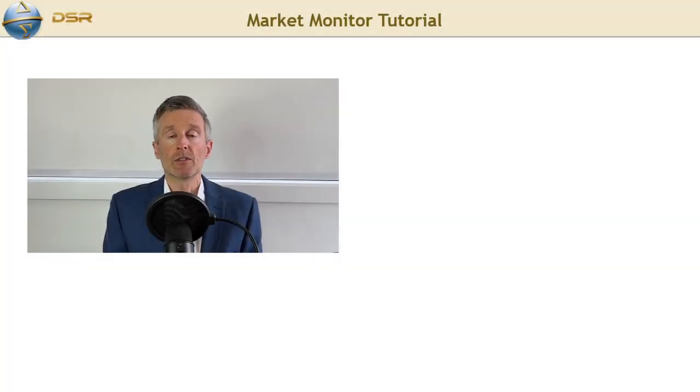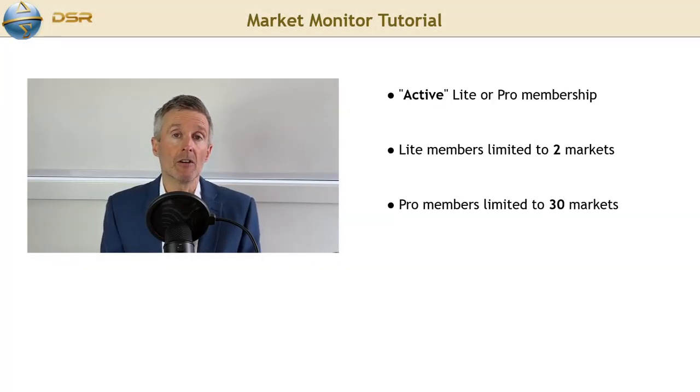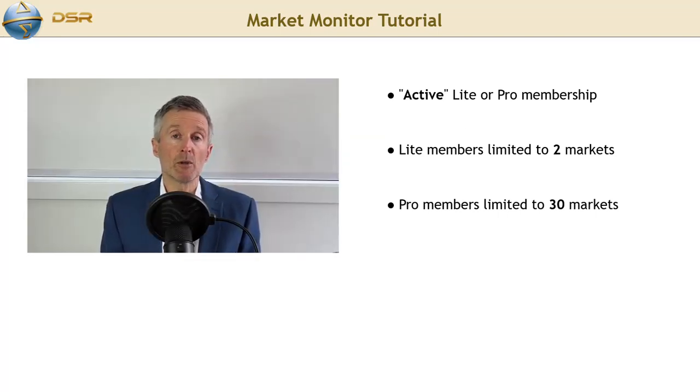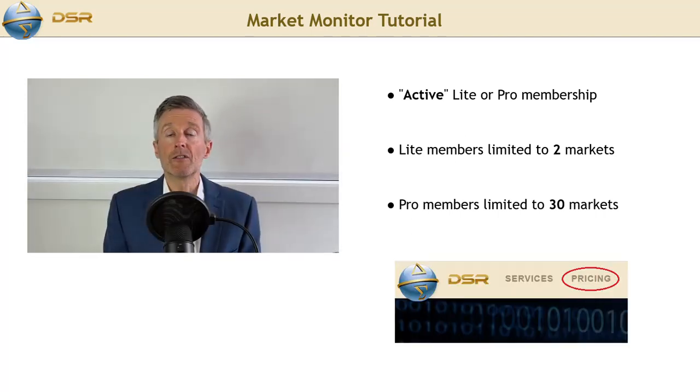And that's how you use Market Monitor to keep an eye on markets that you have an interest in. Note that if your Lite or Pro membership expires, you'll stop receiving those reports, so you need to keep your membership active. There's also a limit on the number of suburbs that you can be monitoring. Lite members can only monitor 2, whereas Pro members can monitor up to 30. For more on the difference between Lite and Pro, see the pricing page.